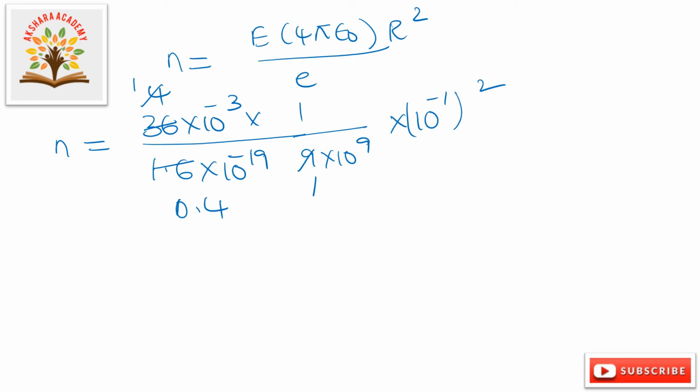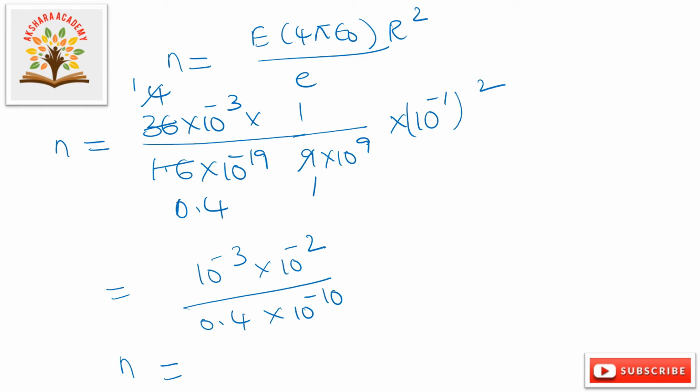4 0.4s are 1.6. So here that is equal to 10 to the power of minus 3 into 10 to the power of minus 2 by 0.4 into 10 to the power of minus 10. Here minus 9, minus 19, that gives minus 10. So the number of electrons is equal to 10 to the power of minus 5, here 1 by 0.4 into 10 to the power of 5, or this can be written as 1 by 4 by 10, or 10 by 4.